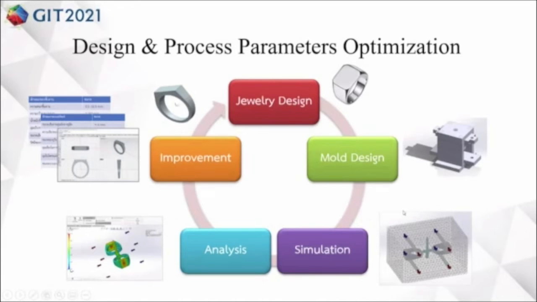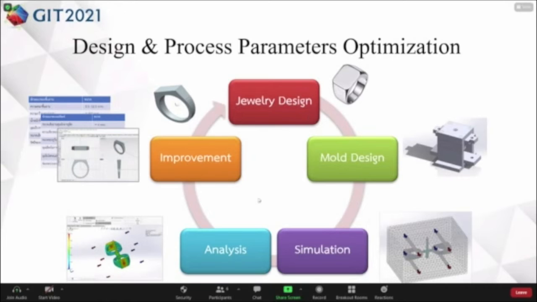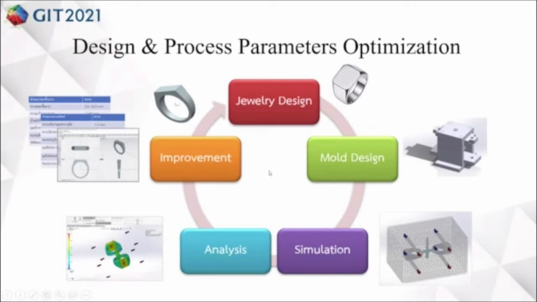This process that I explained, we call it design and process parameters optimization. As you see, we start with the jewelry designs, we go to more designs, and then we simulate the process parameters in the software, and we analyze it. And if we still have some defects, we improve those process parameters and redesign the jewelry item. So this process is run iteratively until you get the best solution. Then you choose that and go ahead to the production process.